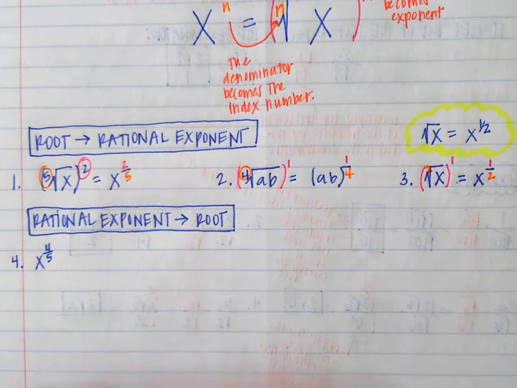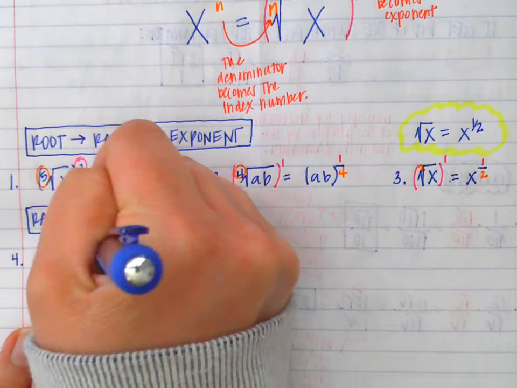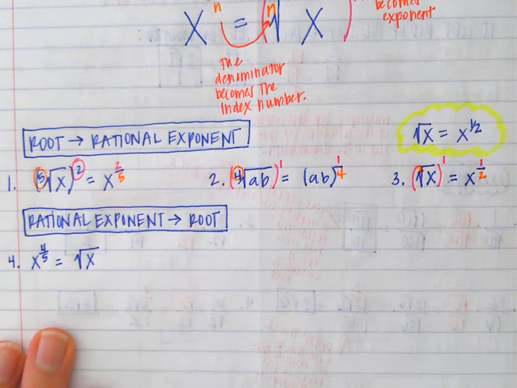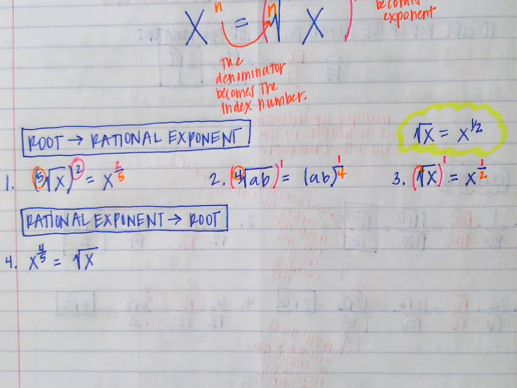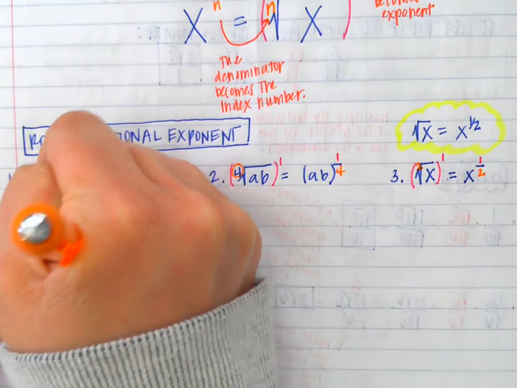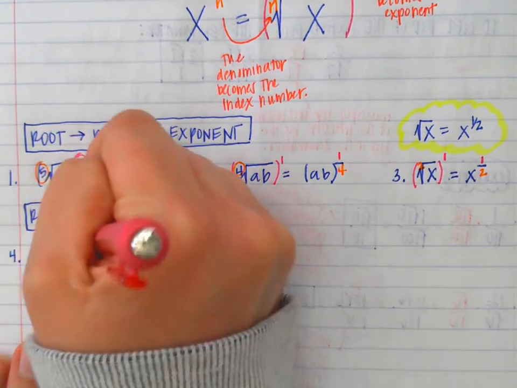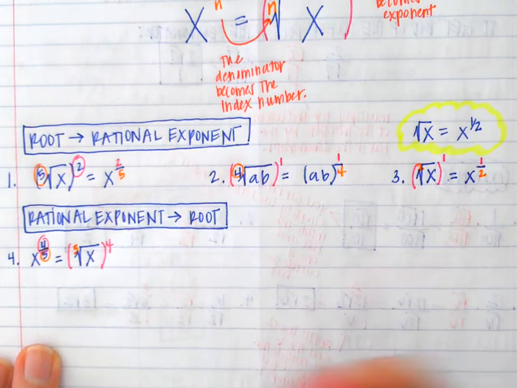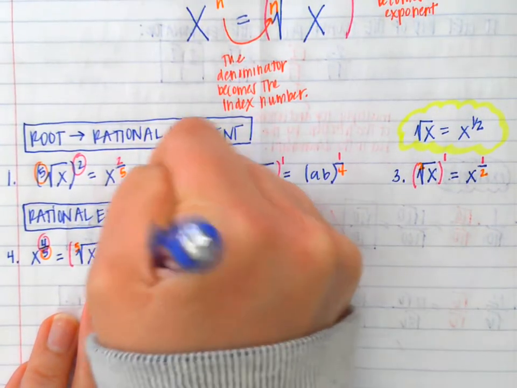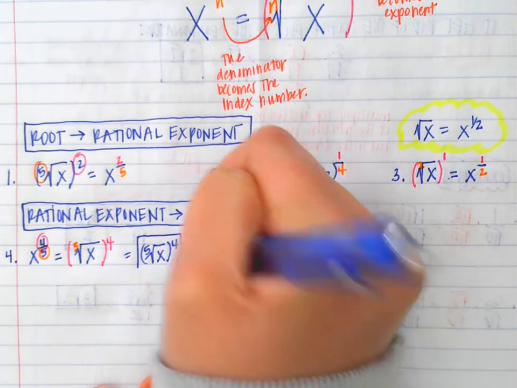Okay, so if you're thinking, okay, we know what's inside the root is going to be x. The base is always the same as what's inside the root. And then I think, okay, so my index number is always going to be my denominator. So my index number is 5. So this is going to be the 5th root of x. And then what's the exponent? It's going to be raised to the 4th power. So without all the colors, the 5th root of x raised to the 4th power. That would be my final answer.